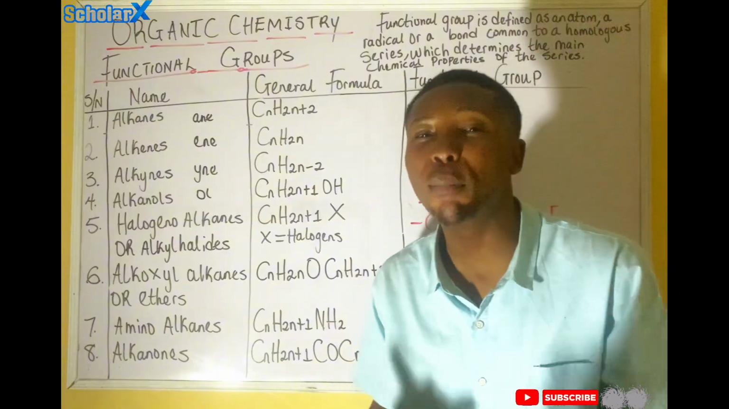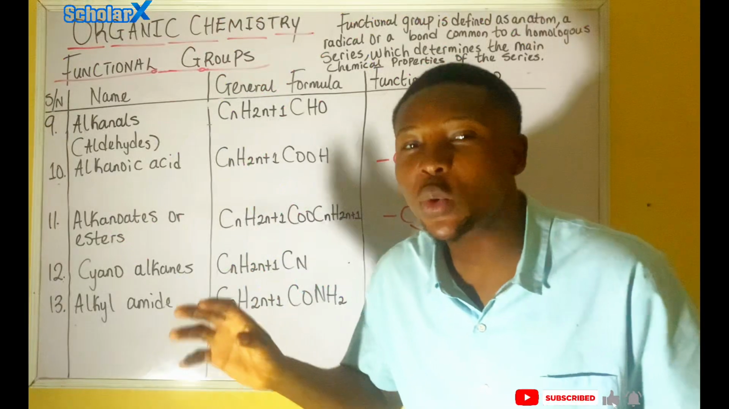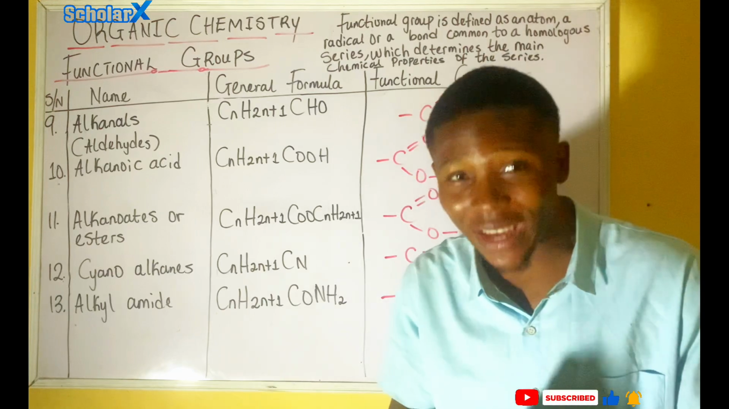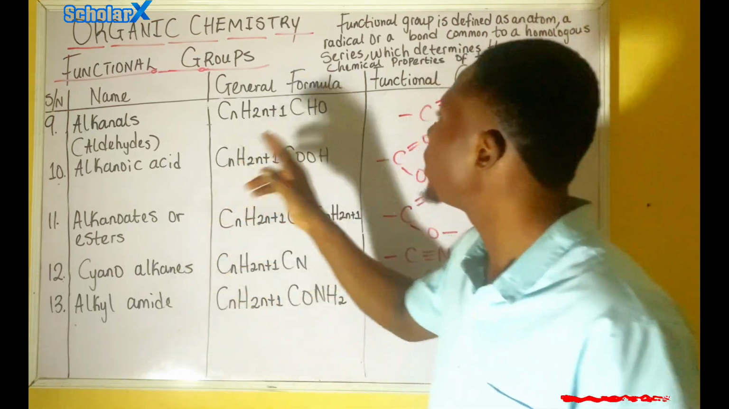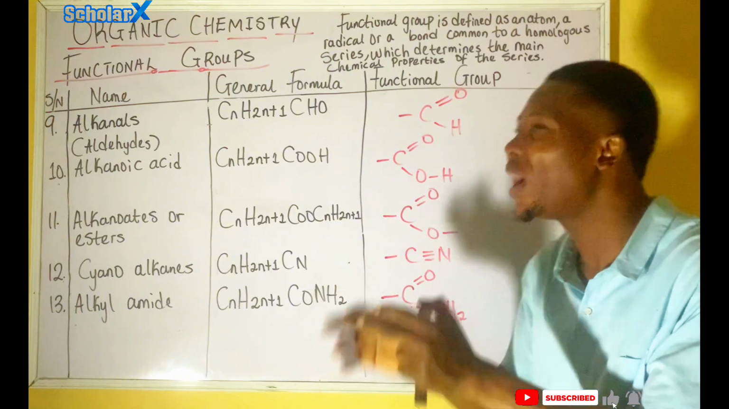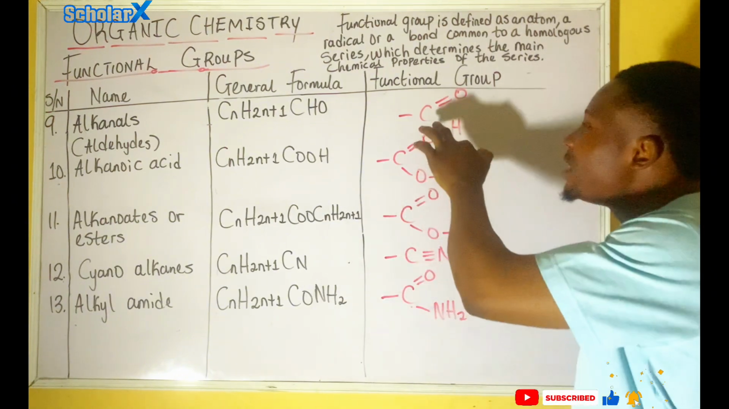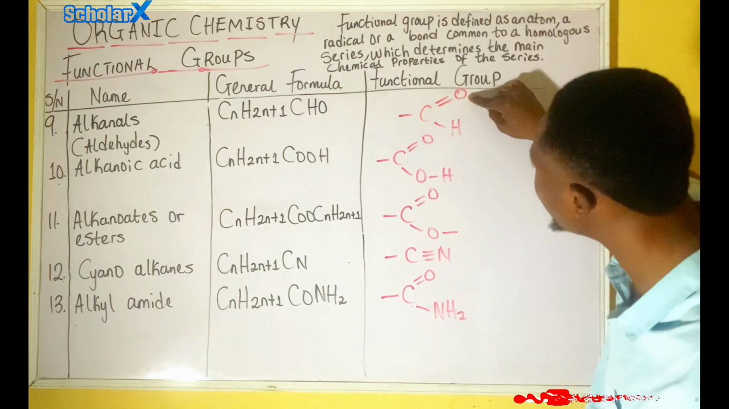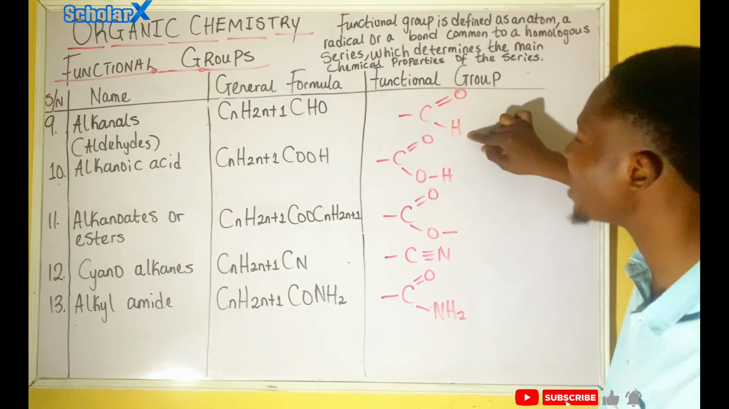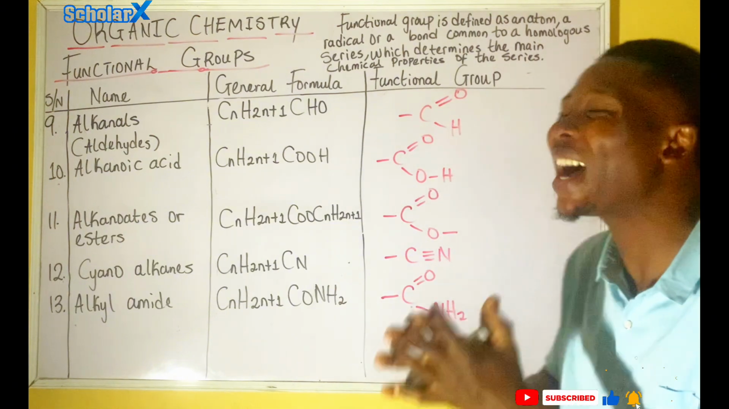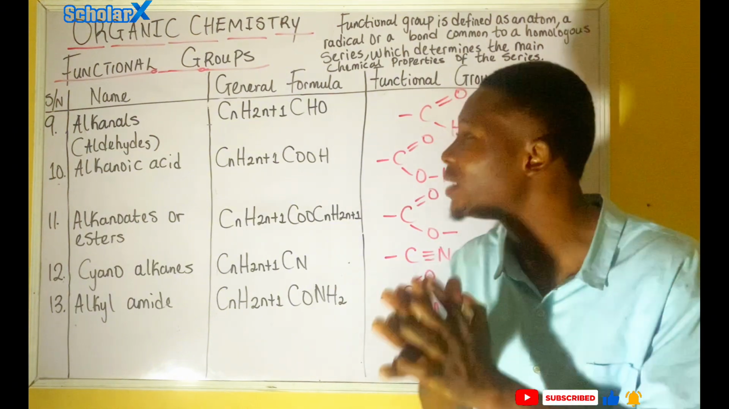Now let's look at more functional groups. The next one we're going to look at is alkanals, which are also called aldehydes. Their general formula is CnH2n+1 CHO, and their functional group is this. When you see carbon, a double bond with oxygen, and a single bond with hydrogen, you know that this belongs to the alkanal group, or the aldehydes.